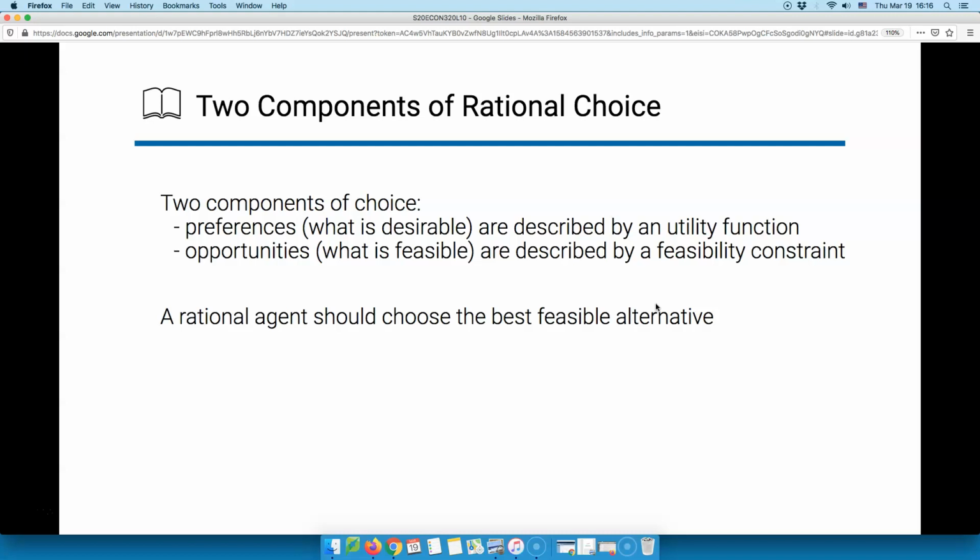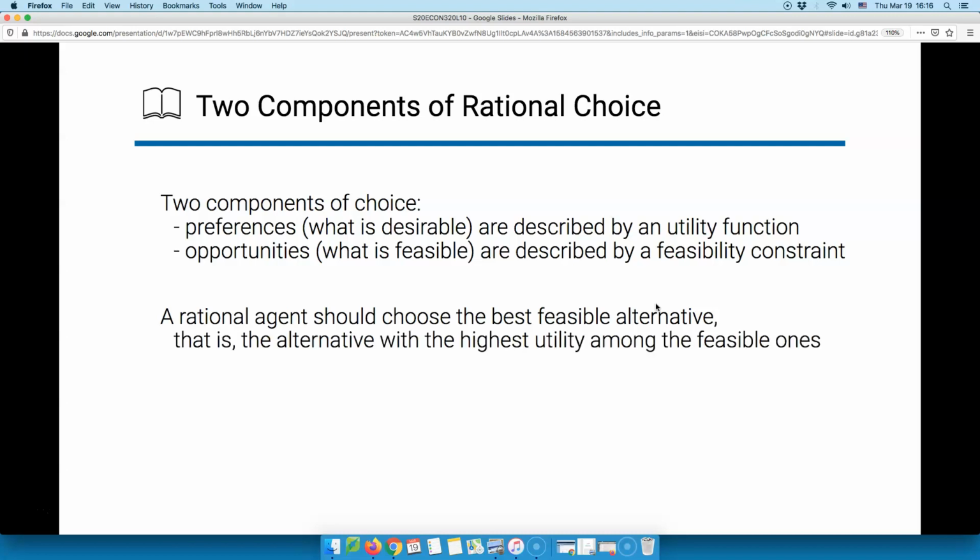So the opportunities would determine which alternatives you can possibly have, and the preferences will select the best alternative among the feasible ones. So, formally speaking, a rational agent should choose the alternative with the highest utility among the feasible ones. And in the next lecture, I will talk about what it means in the context of consumer choice.